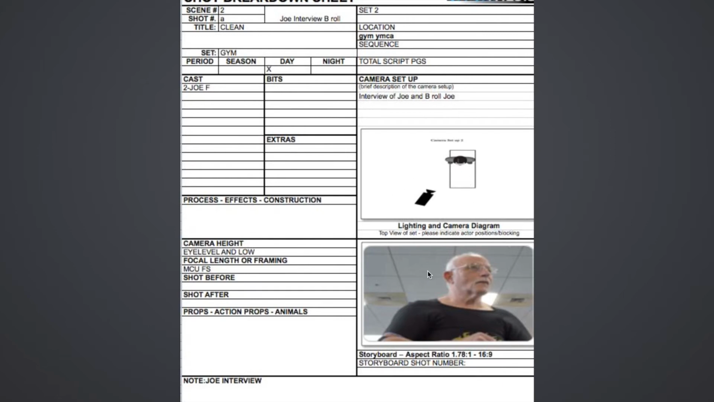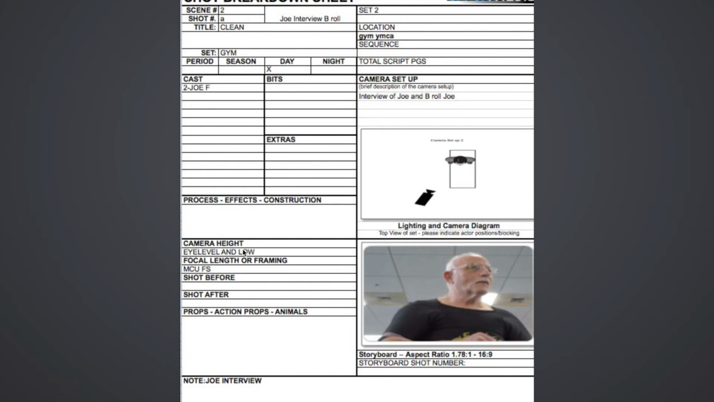What I did is I went and did stills to get my storyboards, and then I went out and shot it. As you can see, it says scene 2, shot A. It's Joe's interview plus B-roll. My cast is Joe. His number was number 2. I had no bits, no extras. I had no processing effects. My camera height was eye level and low.